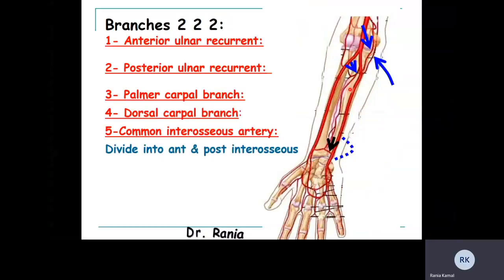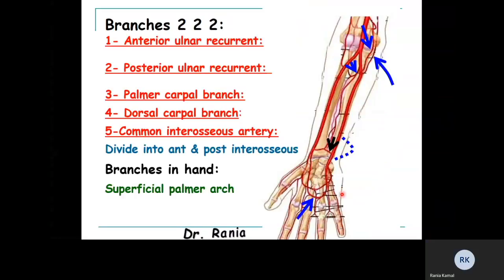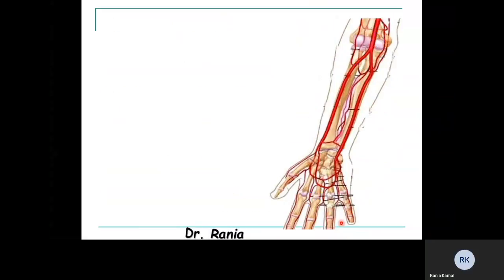It will give the common interosseous artery, which will divide into anterior and posterior interosseous. In the hand, it will form the superficial palmar arch, and it will give a palmar digital branch to the medial side of the little finger.